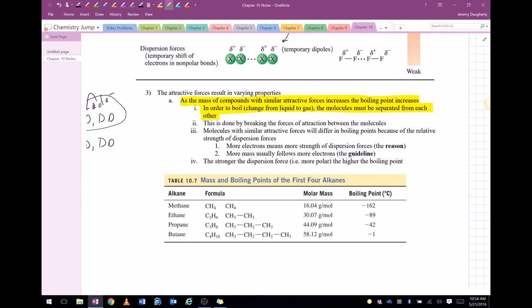Okay? And so that's what I'm saying here, done by breaking the forces of attraction between the molecules. And again, we can weaken them as well. Break or weaken, and that would be like melting.